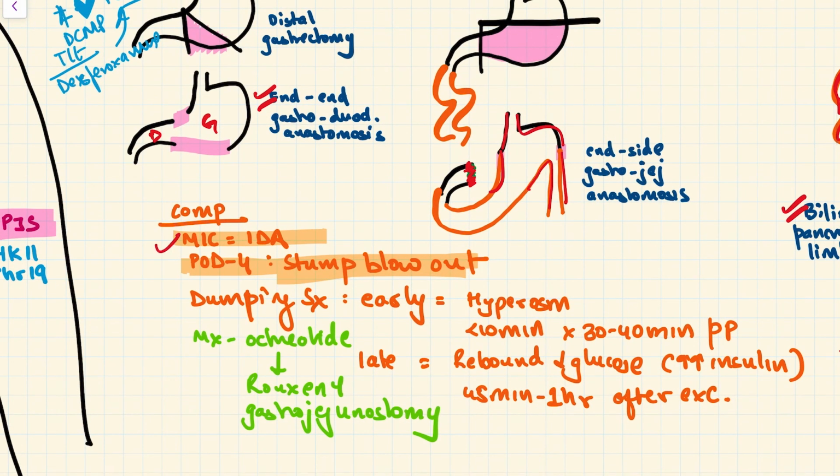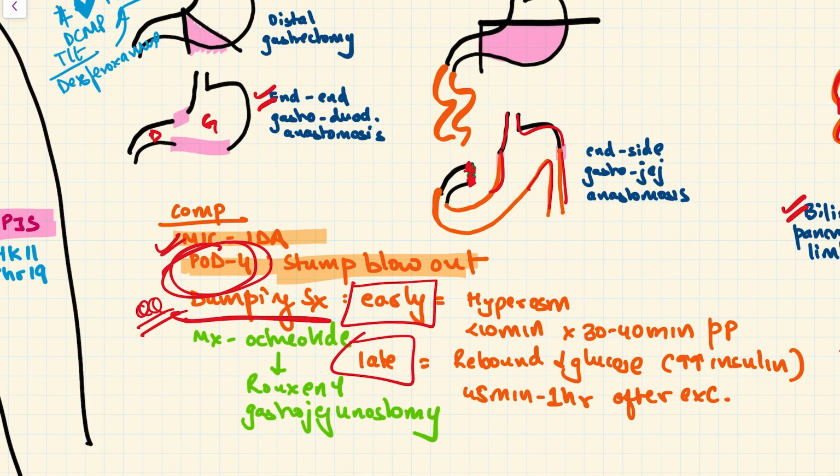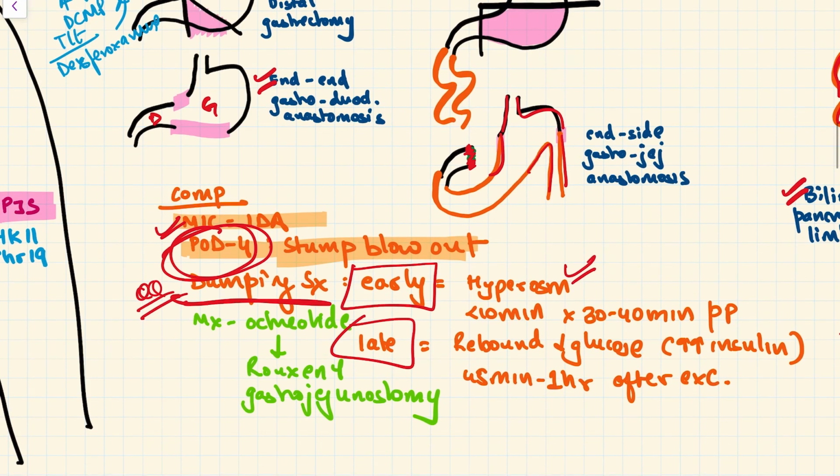Okay. What can be the complications? The most common is iron deficiency anemia, because obviously there is shortening of the limb. Then one important complication on post-op day 4 is a stump blowout. Then another on which you are frequently tested is the dumping syndrome, which is of two types, early or late dumping. Early dumping happens due to the presence of hyperosmolar substances, and it can be seen within 10 minutes for up to 30 to 40 minutes postprandially.